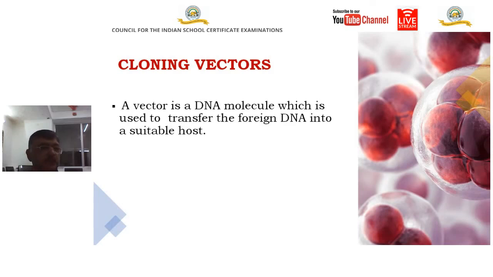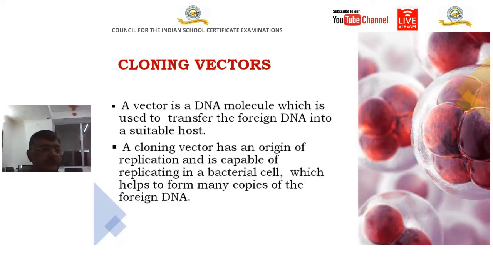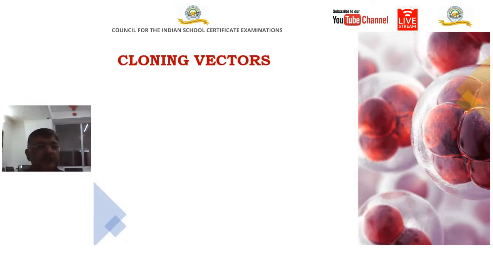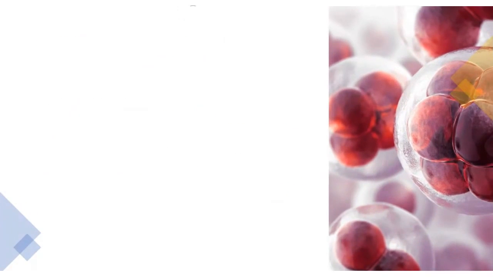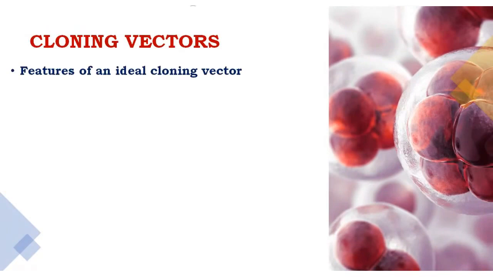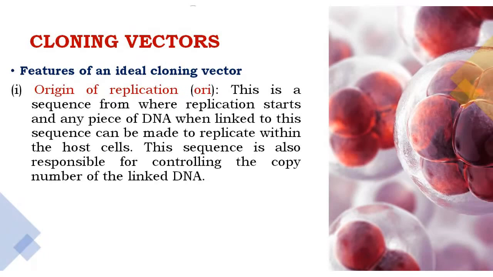Whichever source we are going to get the DNA from, the vector must have certain features. Any cloning vector has some features, what we call minimum essentials. Any cloning vector will have these three features, the features of an ideal cloning vector. First, it must have an origin of replication, the first and foremost important point.